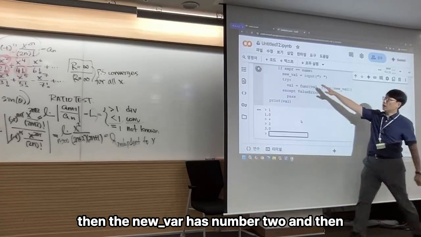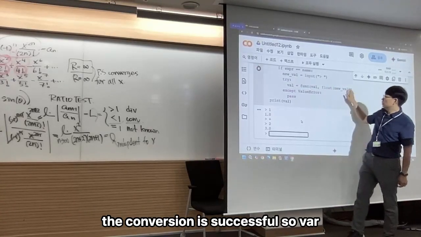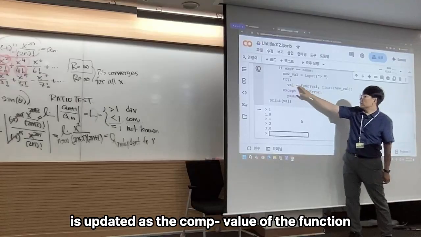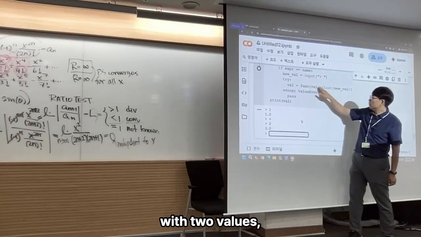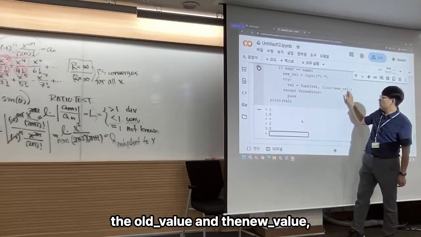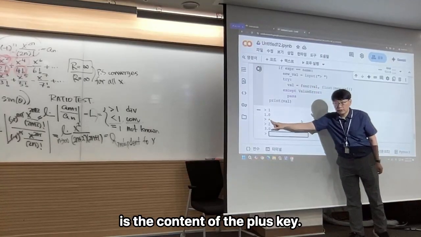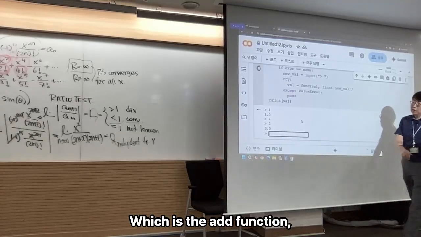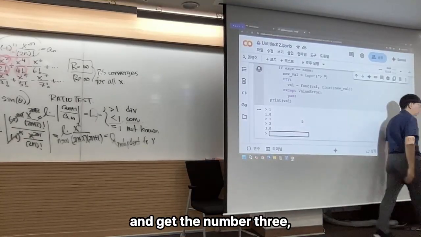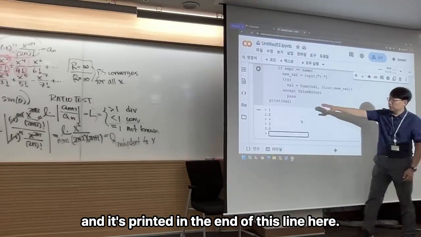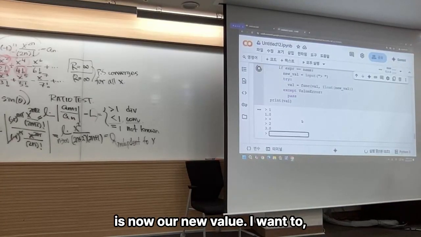Then the new var has the number 2, and the conversion is successful. So val is updated as the value of the function with two values, the old value and the new value. The function right now is the content of the plus key, which is the add function. So we add 1 and 2 and get the number 3, and it's printed at the end of this line here. So 3 is now our new value.